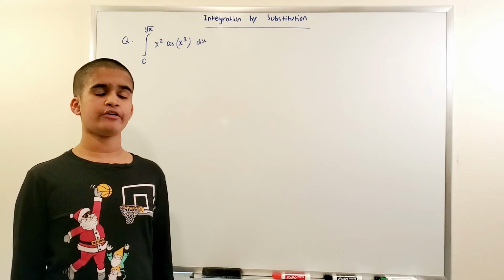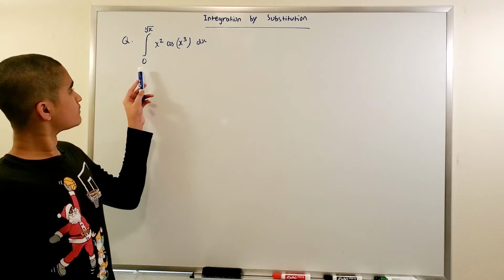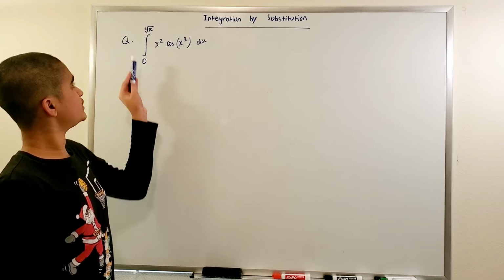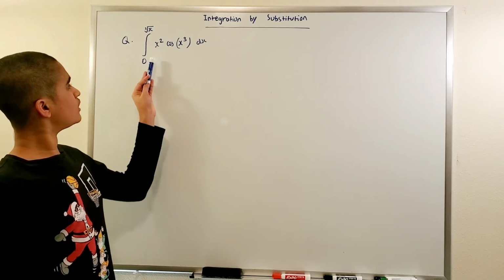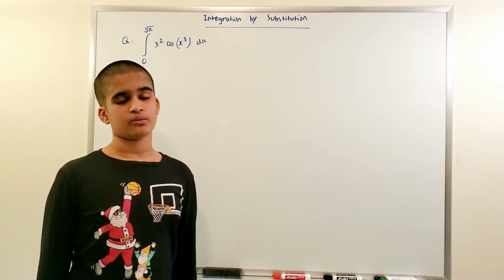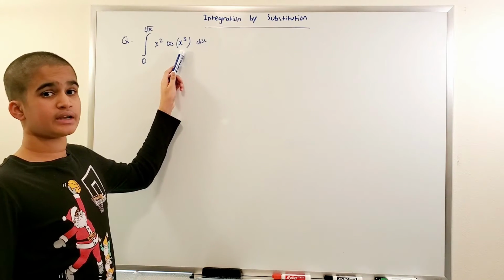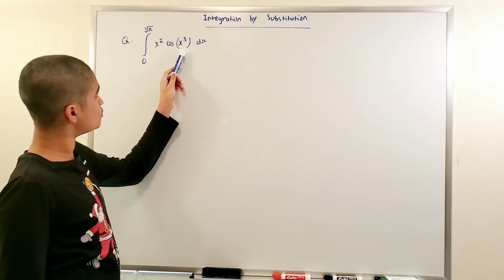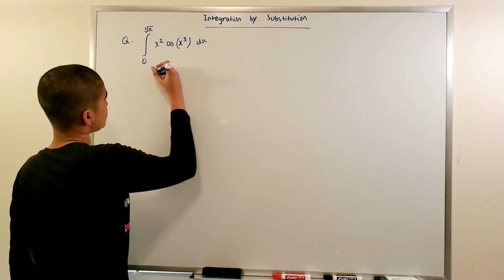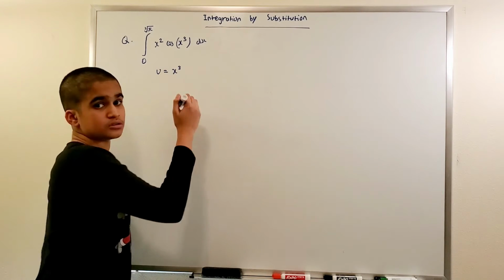Let us now see how to use substitution in the case of definite integrals. Here we have to evaluate the definite integral from 0 to the cube root of pi of x squared times cos of x cubed. Now, in order to solve this, our first step should be to recognize that our inner function is x cubed. Setting that equal to u, we get u is equal to x cubed.